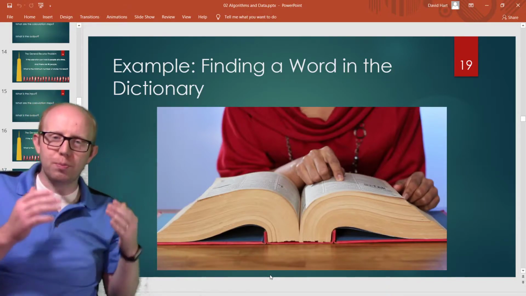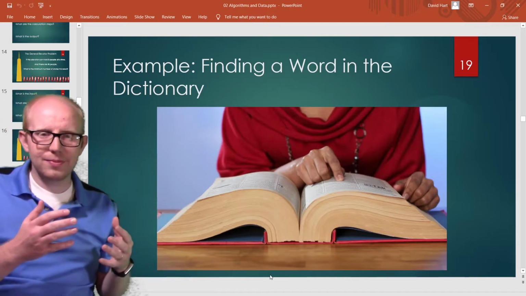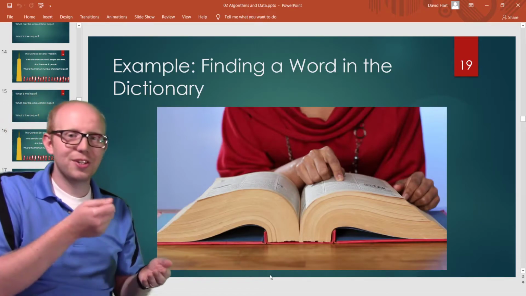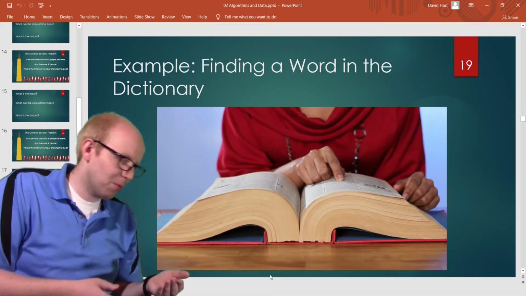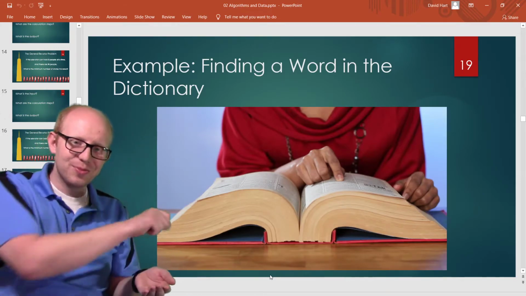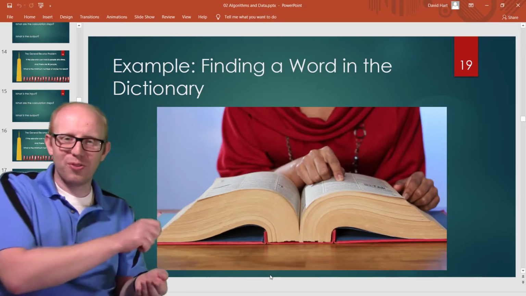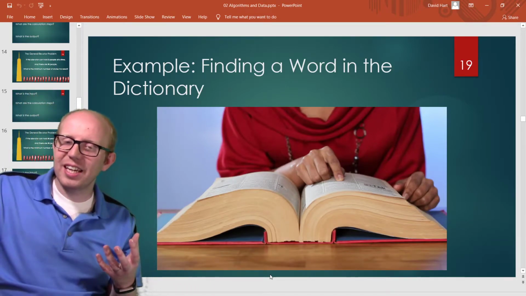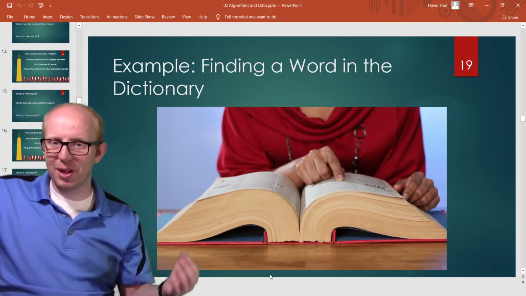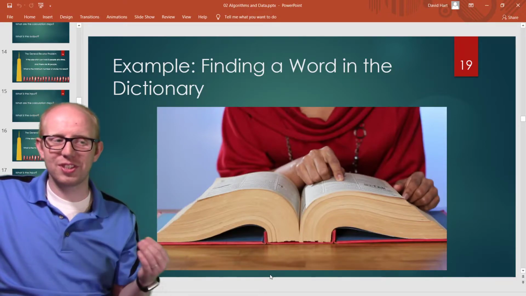Okay? What you probably did not do is start on the first page, say, oh, the word's not there. Go to the second page. Nope, the word's not there. Go to the third page. Nope, the word's not there. Go to the fourth page. Right? That would take forever. You would never do that. Okay, so without even thinking about it, you probably developed an algorithm for searching for a word in the dictionary.